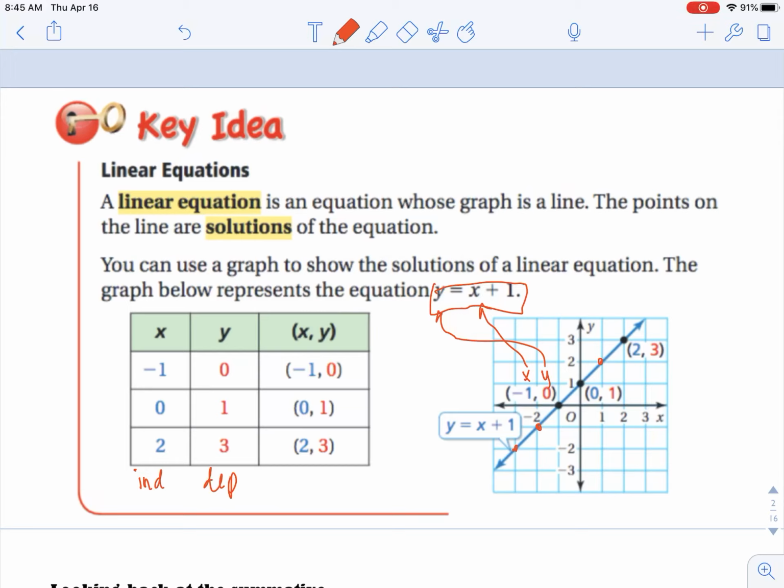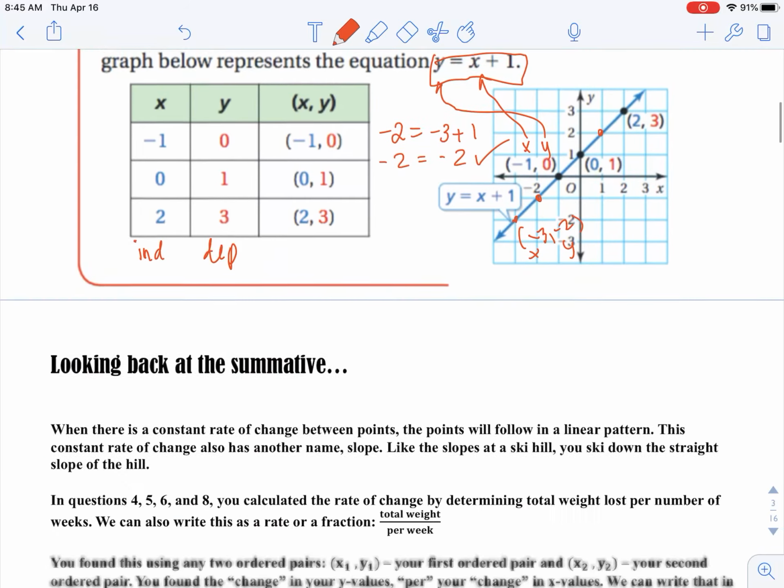And so there I can plug in, for example, if I want to use this point right here, -3, -2. If I plug this into the equation, this is x, this is y, I get -2 equaling -3 plus 1, which gives me -2 equaling -2. So I have my linear equations. Hopefully you remember this.